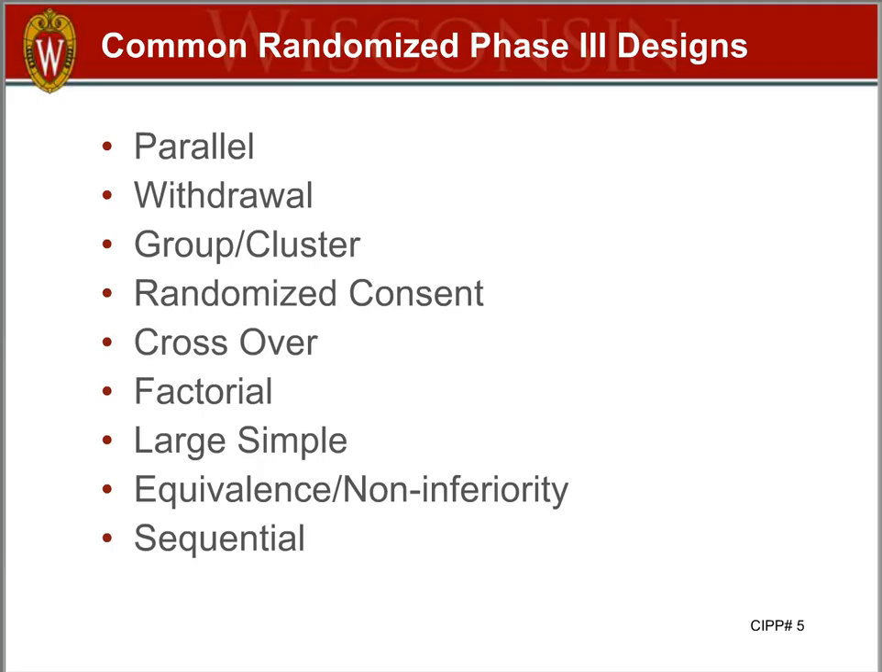There's a crossover design. Patients are on treatment A first and then treatment B, or on treatment B first and then treatment A. The factorial design, which I'll go over. There's a class of trials called large and simple. Very minimal amount of data collected, very large, tens of thousands of patients. An area which I'll also address, what is an equivalence or non-inferiority design, and then the sequential design.